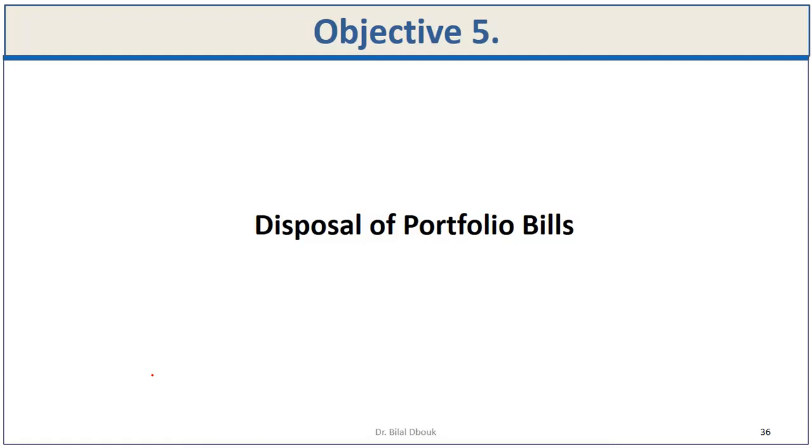The final objective of this chapter is objective 5 about disposal of portfolio bills or financial instruments. How we record the necessary journal entries for the sale or disposal of portfolio bills or financial instruments.